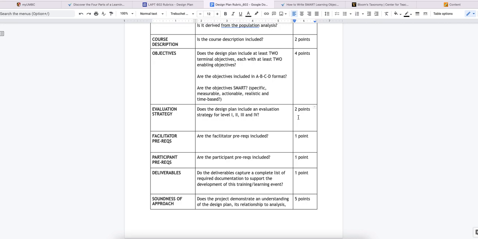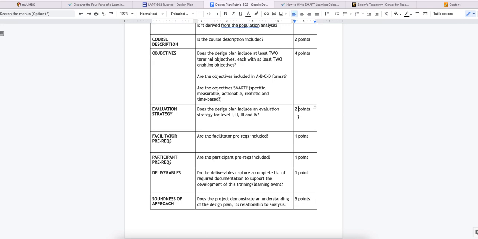Facilitator prerequisites are criteria that facilitators should meet or are recommended to meet. So this is where you're looking at things like language spoken, years of experience, degrees that they have earned, positions that they've held, right? So the criteria of the facilitators that may or may not be qualified to teach this course, as same with the participants.